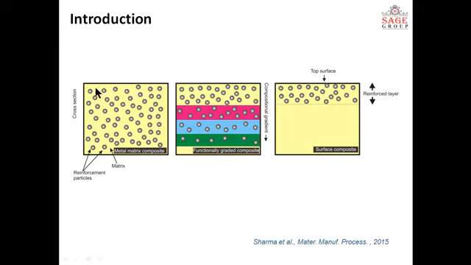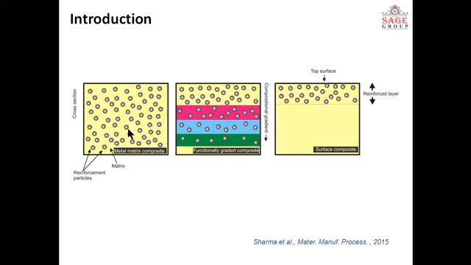Suppose for example the matrix is an aluminum alloy, any alloy you can take, and the reinforcement is silicon carbide. So silicon carbide ceramic particles are mixed in this aluminum alloy to make a metal matrix composite. These are the primary composites which are used in many applications, like pistons in internal combustion engines.